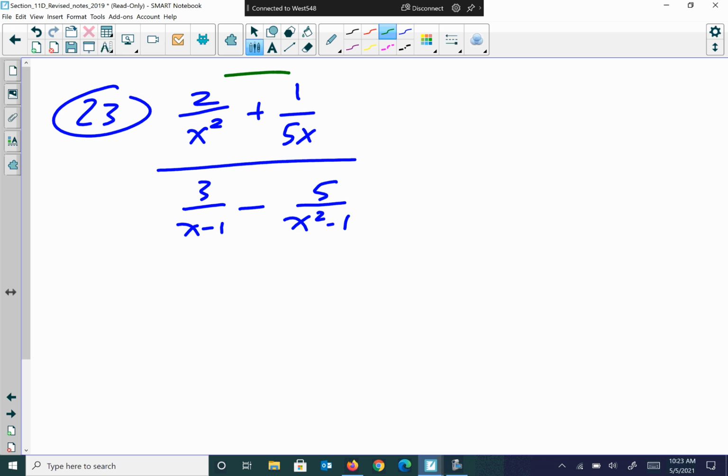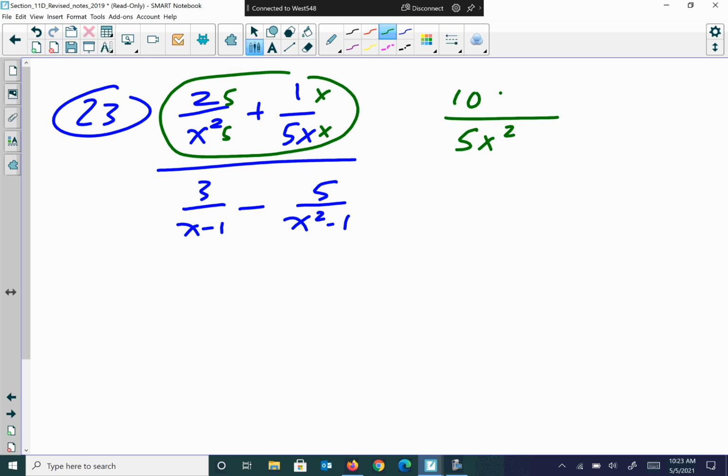So let's take care of this first. My common denominator is going to be 5x squared. So I'm going to multiply this one by 5 and 5, so that gives me a 10 up there. Multiply this by x and x, so that gives me 10 plus x. I'm going to rewrite that as x plus 10, that's factored, over 5x squared.